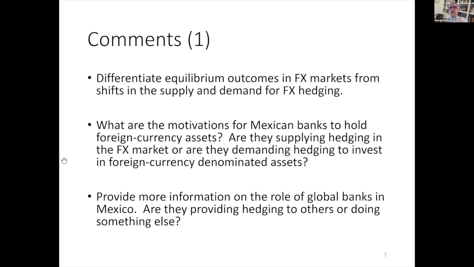I think in Georgia's argumentation it's more like the banks are demanding that hedging, but I could see it the other way around. I could see it where the Mexican banks are providing the hedging, and they're the marginal suppliers of that hedging in the market.